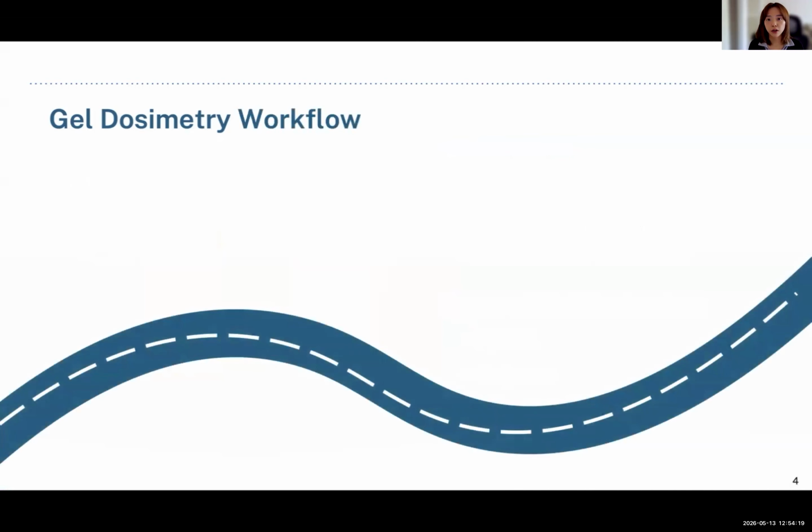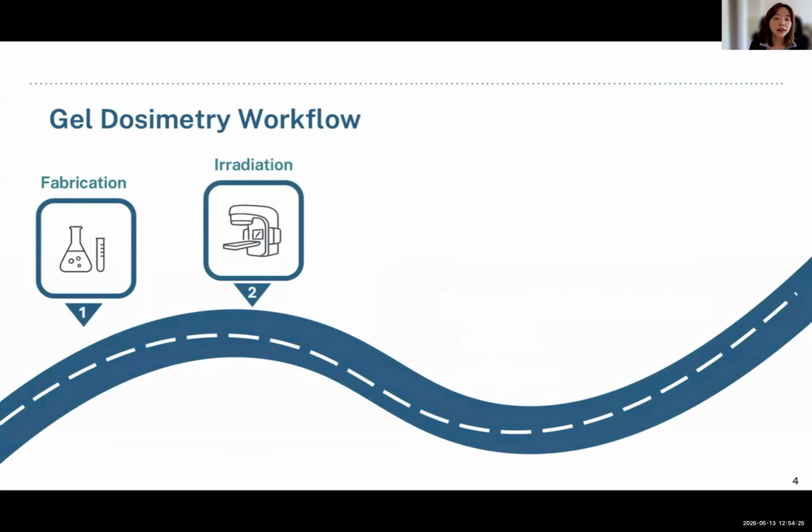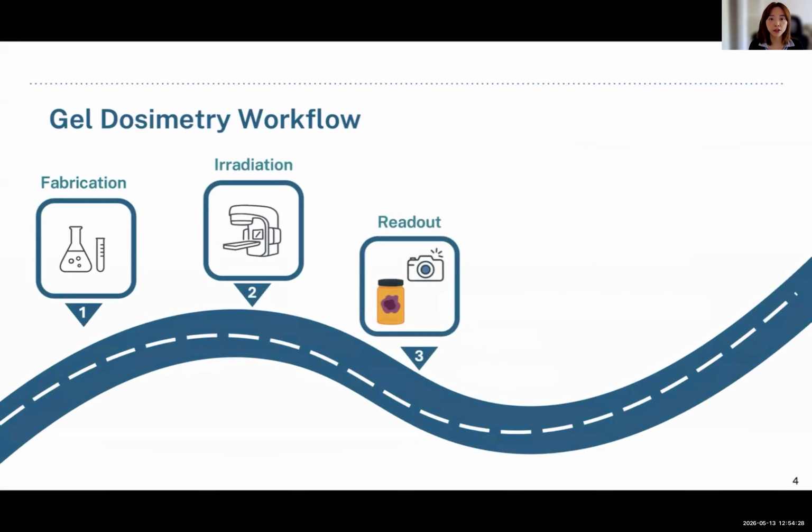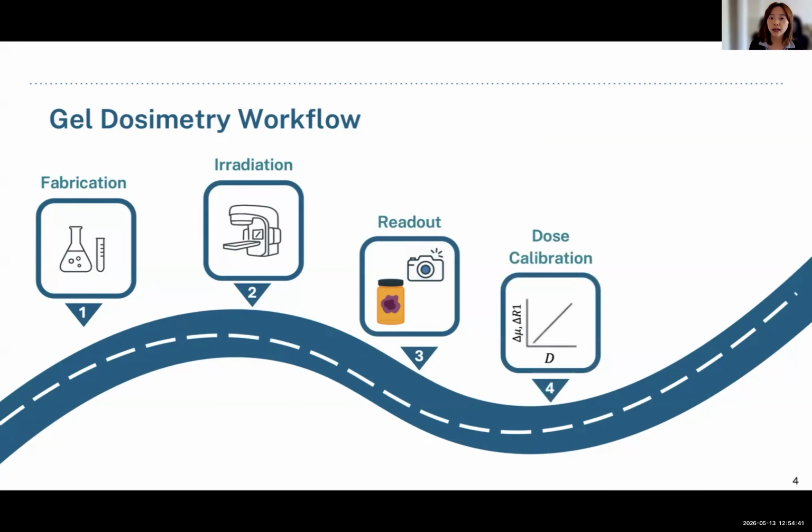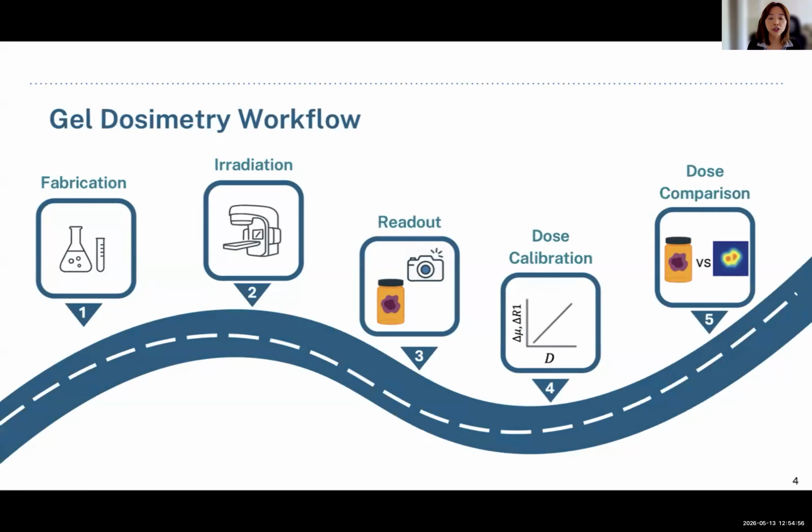A typical gel dosimetry workflow involves fabricating the gel using a recipe, followed by irradiation. In the readout step, radiation-induced chemical changes are imaged using an imaging modality such as optical CT, MRI, or X-ray CT, depending on the type of gel used. Then dose calibration is performed by correlating the measured signal with known doses to generate a dose response curve, which allows for quantitative analysis, such as determining the dose sensitivity of the gel. Finally, the measured dose distribution can be directly compared to the planned dose distribution, allowing assessment of how accurately the treatment was delivered.